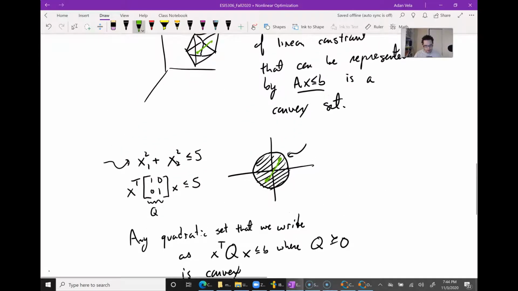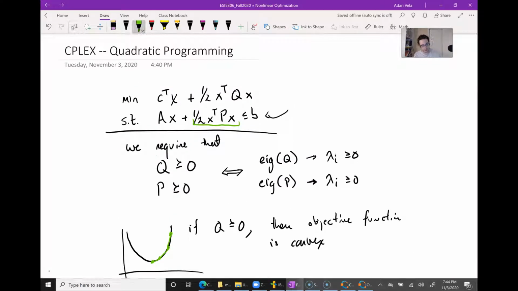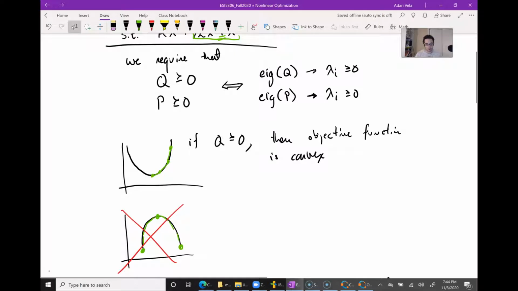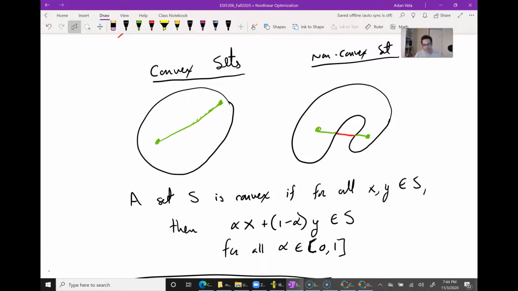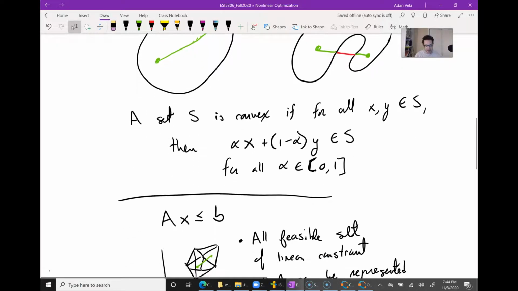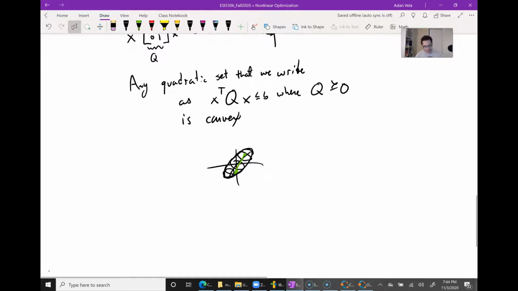So these are the two important features that we require from the matrix Q and the matrix P, is that they have to be positive semi-definite so that we can ensure that our cost function is convex, so it's a bowl, so we can minimize it. And we require that P is positive semi-definite, and that will ensure that our set is also convex. Now it ends up that if we have a combination of a quadratic with a convex, then that's also convex, okay?